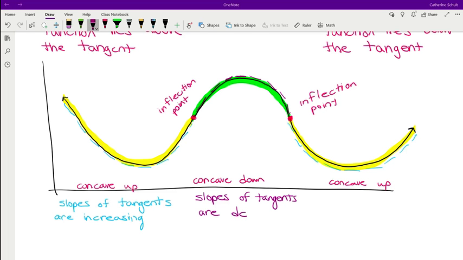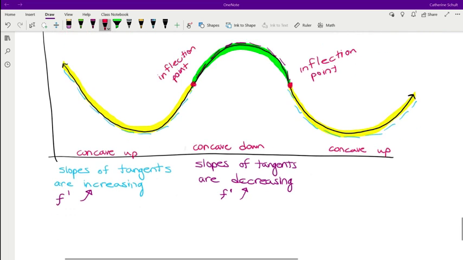So when we're talking about slopes of tangents, that's f prime. So we're really saying that the derivative is increasing. The derivative is decreasing. Okay, so if we're saying something is increasing or decreasing, we're talking about the rate of change. So we're saying that the rate of change of the derivative is increasing. Well, the rate of change of the derivative, can you guess what it is? It's the double derivative. So the double derivative describes how the derivative or the slope of the tangent is changing.